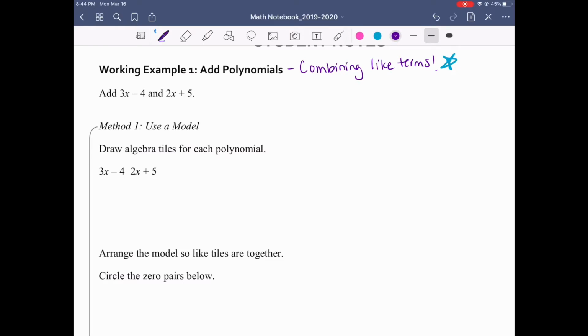The first question says add 3x plus 4 and 2x plus 5. The word and means that we're adding them together. So we have these two polynomials, a binomial and another binomial. They're binomials because they have two terms in them. And we're going to take those two binomials and add them together.